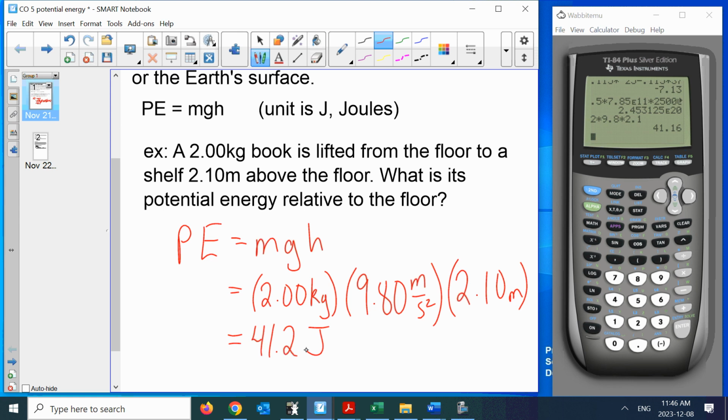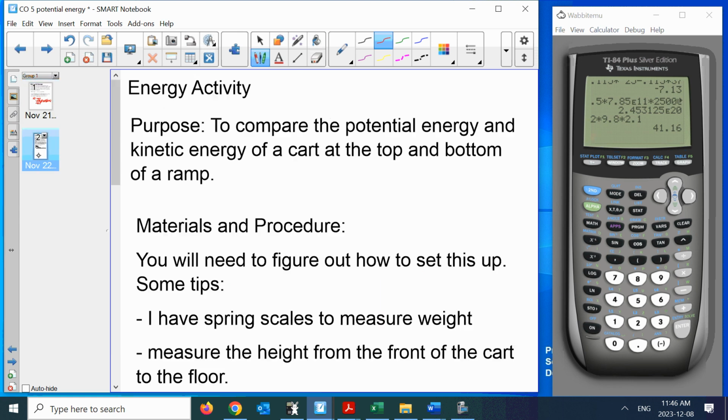Now, what we're going to be doing is on the opposite side. Activity. As I mentioned, everything can be converted to potential energy. It doesn't matter the route, though. I could drop something straight down, or I could take a ramp or stairs, or a pendulum, swinging. Let's compare the potential energy and the kinetic energy of a cart at the top and the bottom of a ramp. We're going to actually do this.